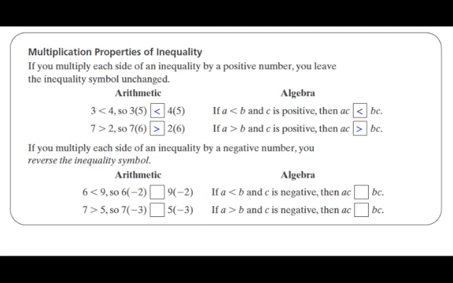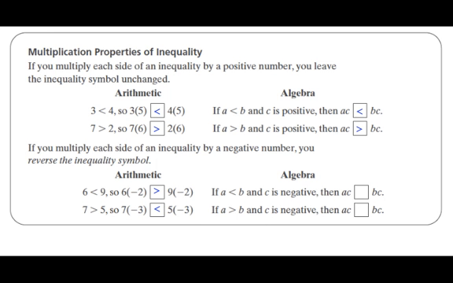For the arithmetic examples, 6 is less than 9, so 6 times -2 would be greater than 9 times -2. If you do the math, it makes sense. -12 is greater than -18. Then we have 7 is greater than 5. 7 times -3 is less than 5 times -3. 7 times -3 is -21. 5 times -3 is -15. -15 is bigger than -21. So that helps you understand that a little better.